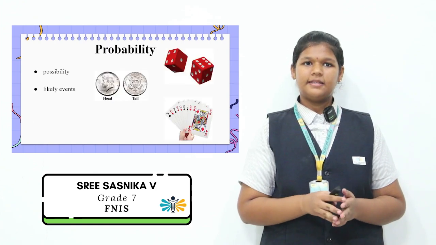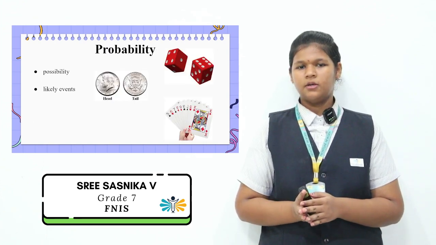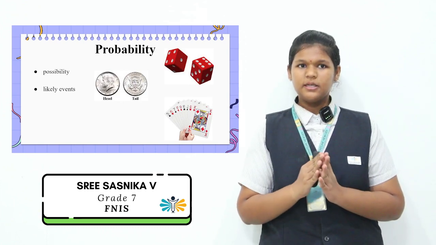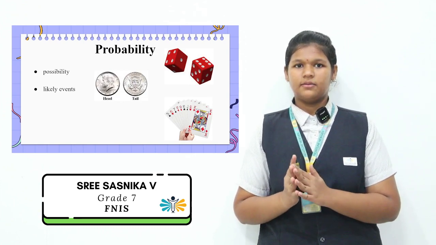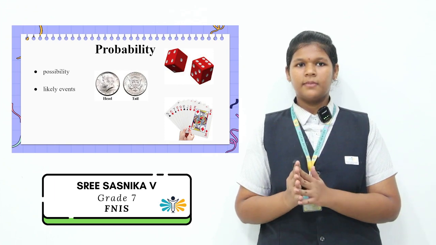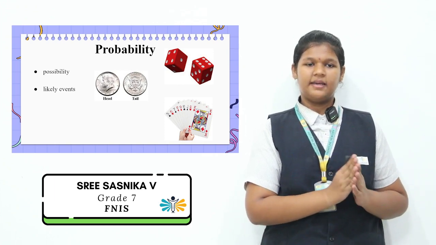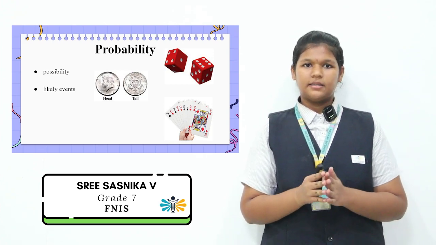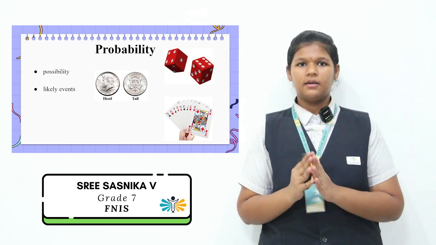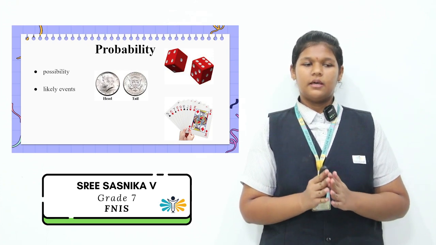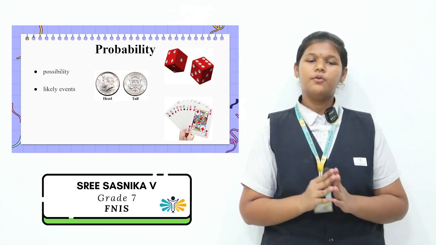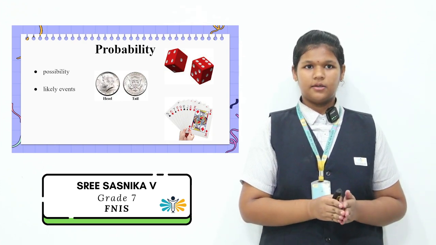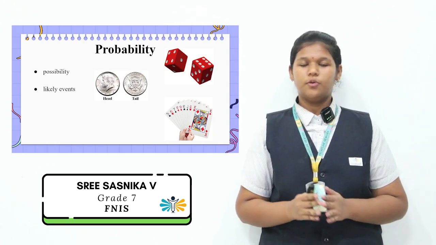Now let's see the introduction for probability. Probability means possibility, and this is about likely events. This is found in maths to predict how likely events are to happen. For example, let's consider a coin. If we have one coin, we have two possible outcomes, heads and tails. In the case of two coins, we have four possible outcomes.